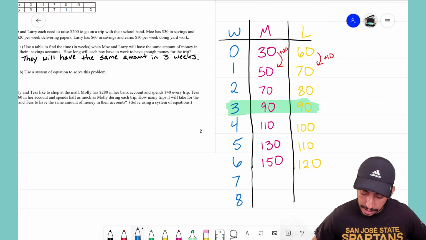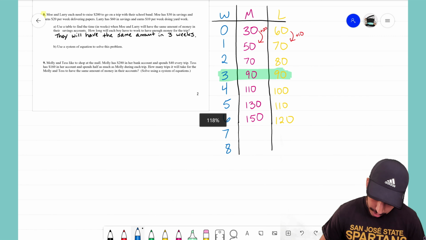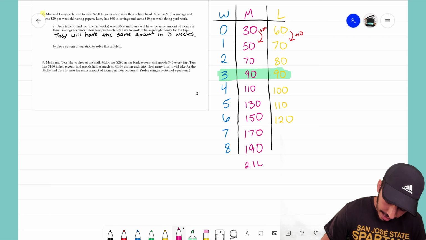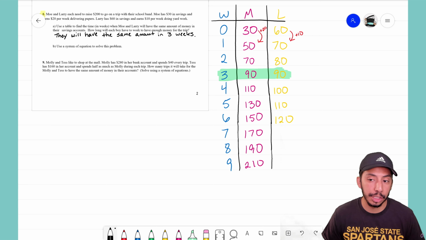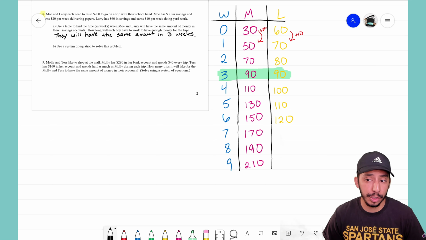So how long is it going to take Mo and Larry to each get up to $200? So I'm going to go ahead and work out Mo's here. He keeps growing by $20. So it looks like after about week 9, right? After week 9, Mo has hit $210. So somewhere between week 8 and week 9, that's when Mo earns enough for the trip.